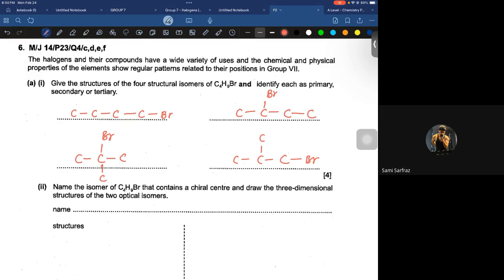Very simple. Name the isomer of C4H9Br that contains a chiral center and draw the three-dimensional structures of the two optical isomers. You are supposed to decide which is going to give you a chiral center. Which structure is going to give us optical isomerism? Obviously, the one which has a chiral center. Sir, 2-bromobutane. Exactly, good.